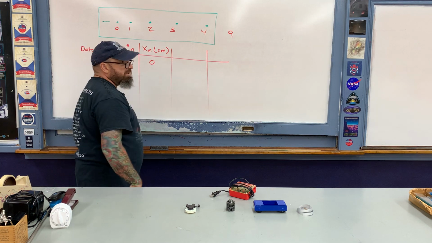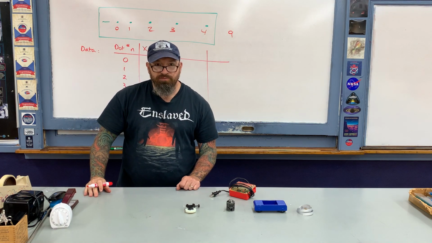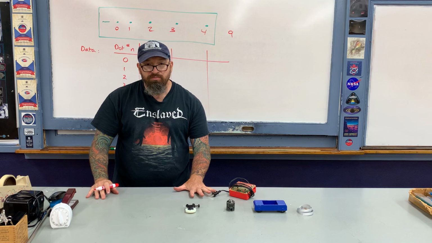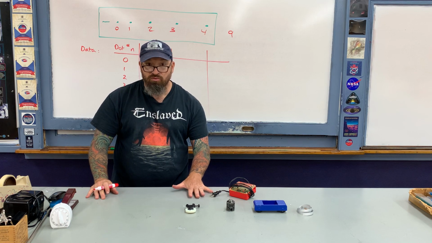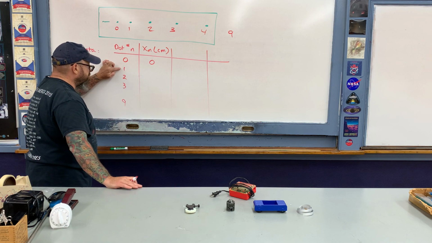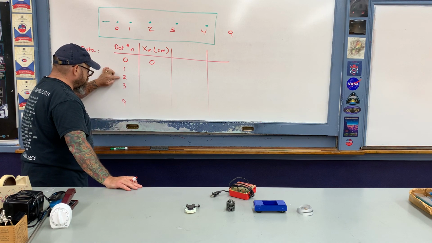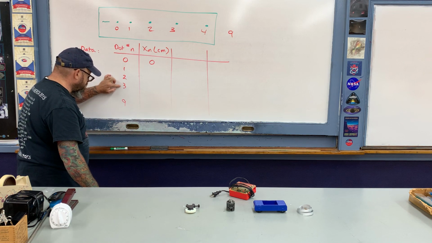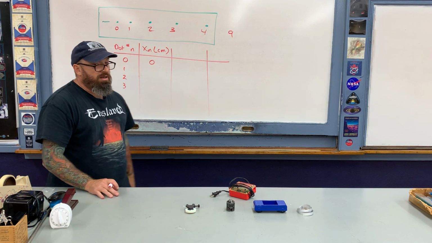Dot 0 is our origin. So for dots 1 through 9, using a ruler, we measure the position of each dot relative to the origin. In other words, for dot 1, you measure from 0 to 1. For dot 2, you then measure from 0 to 2. For dot 3, you measure from 0 to 3, and so on.